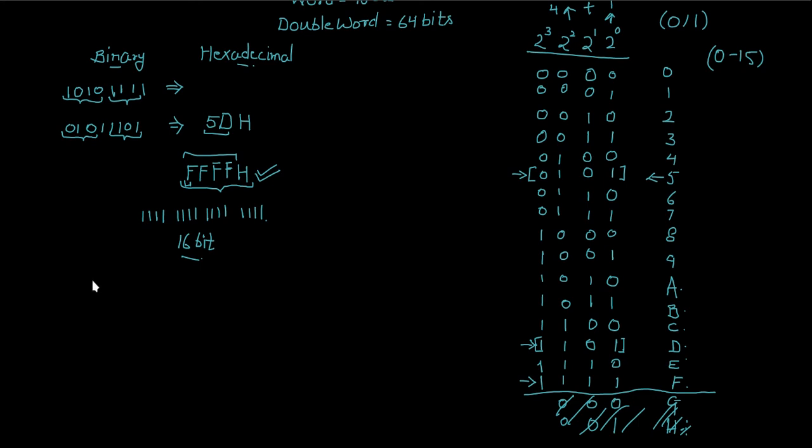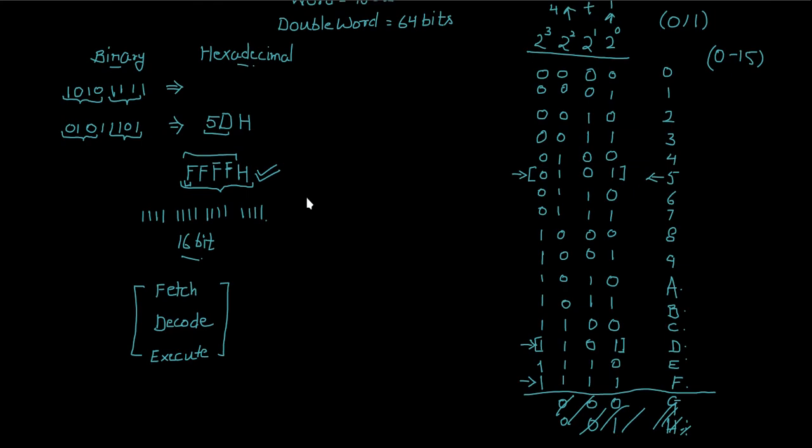The basic process cycle of a microprocessor is represented by these three words: the first one is fetch, then the second word is decode, and the last one is execute. So what does this mean? What is the meaning of these three words?